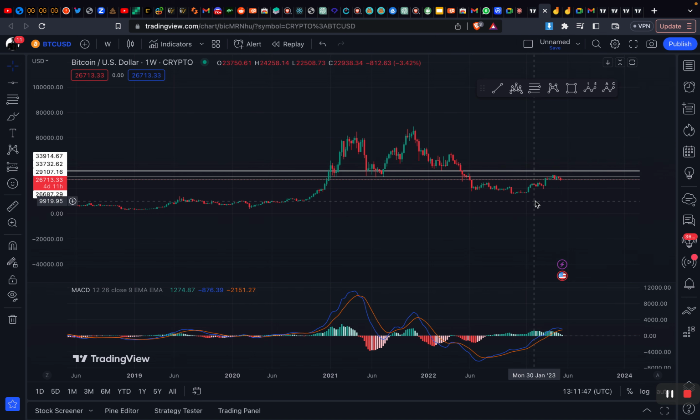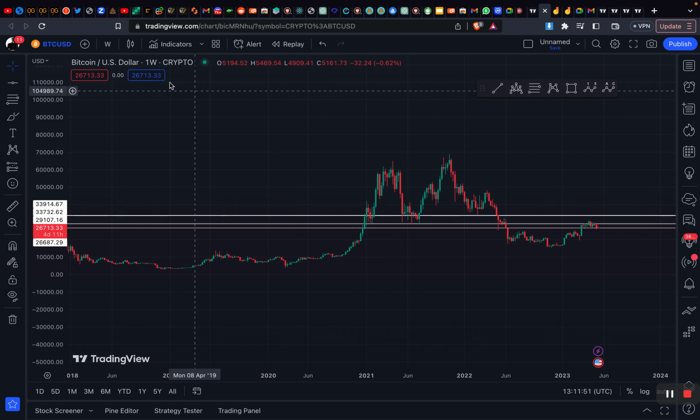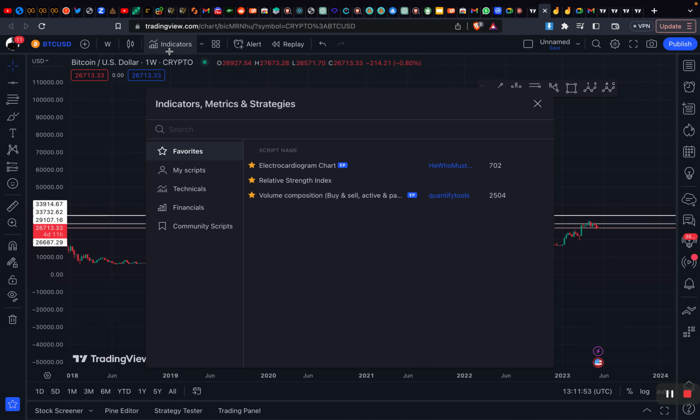Yes, I understand. Alright, so the last one we are using now is the Bollinger Band indicator. So let's type it in: Bollinger Band indicator.